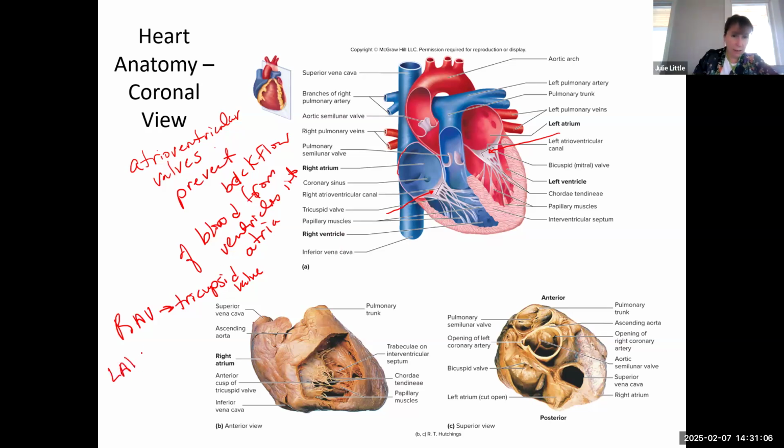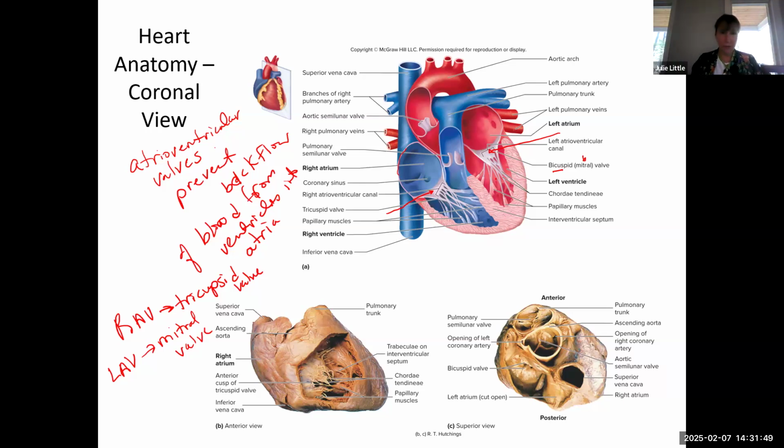Now you can call it the bicuspid because it only has two little flaps to it, but most likely you're going to hear it as mitral valve. So on the left side, we have the mitral valve. You can also call it the bicuspid valve, but this is the mitral valve. What it does is it prevents regurgitation of blood from this left ventricle back into the left atrium. We don't want the left ventricle to be pumping the same unit of blood over and over and over again. So we want a one-way direction of blood flow, and those AV valves make sure that the blood goes from the atria to the ventricles and not back up into the atria.